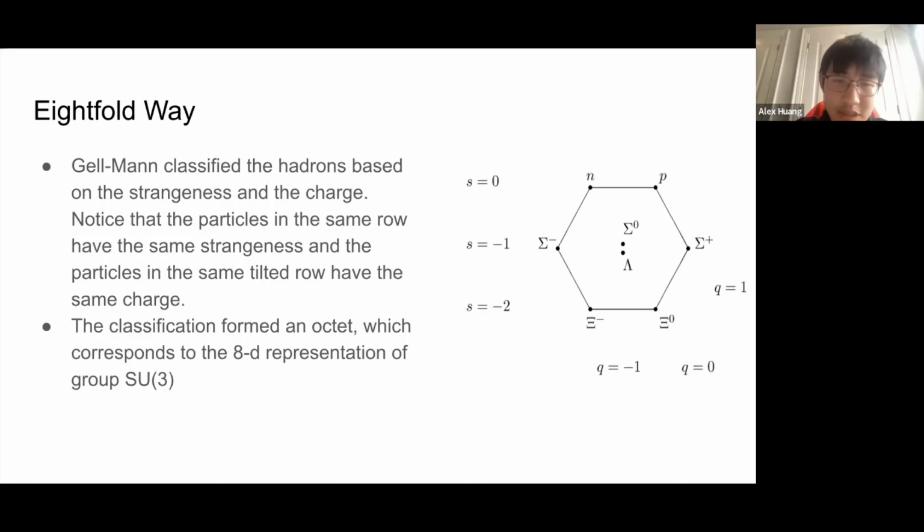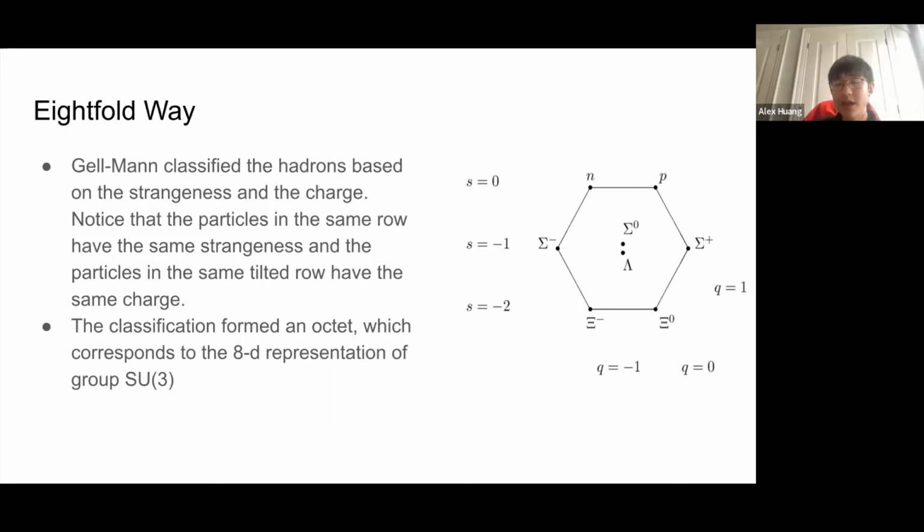So it's in a tilted row, right? What I mean by tilted row, for example: a proton and the sigma plus have a charge of +1. In the second tilted row, which are neutron, sigma 0, lambda and psi 0, they don't have any charge. And a third row, which are sigma minus and psi minus, they have charge -1.